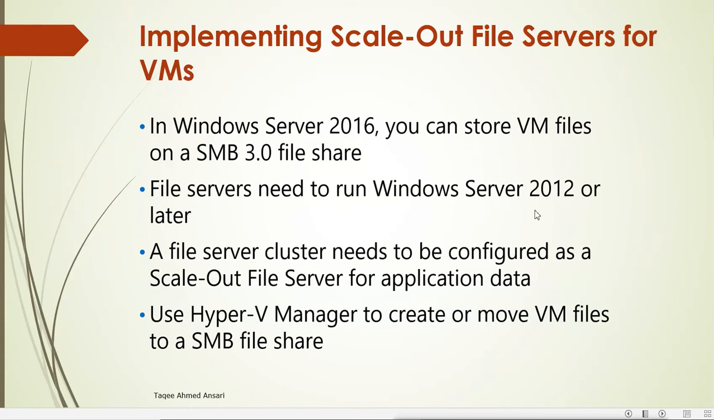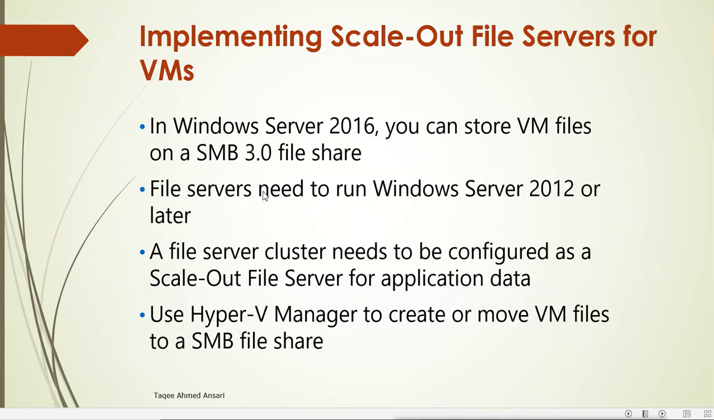Then implementing the scale out file server for virtual machines. If we want to store the storage on the file server, then we can configure the scale out file server for virtual machines. In Windows Server 2016, you can store the VM files on an SMB 3.0 file share. So we can create a share folder, and we have an option to create the share folder for applications, and that application share folder we can use to store the virtual machine data.